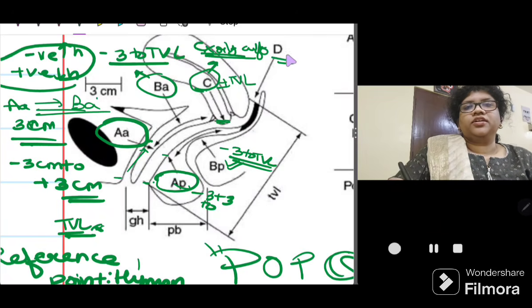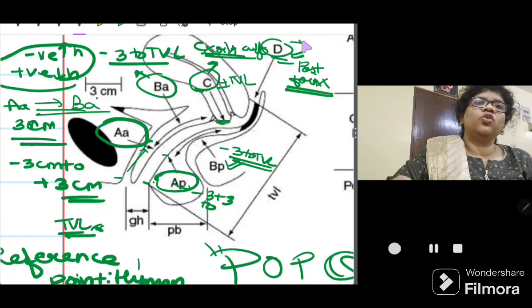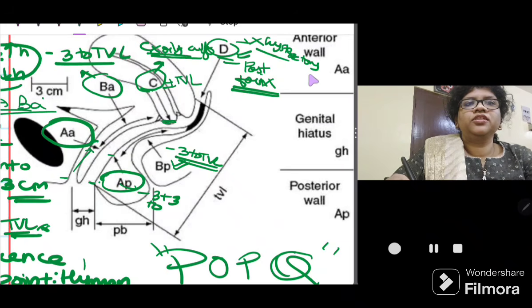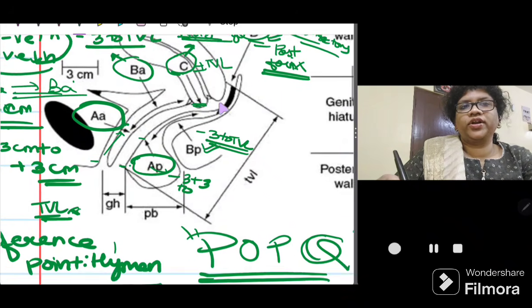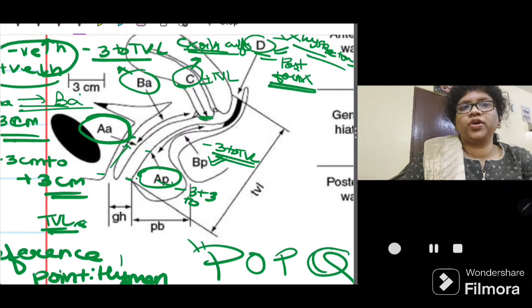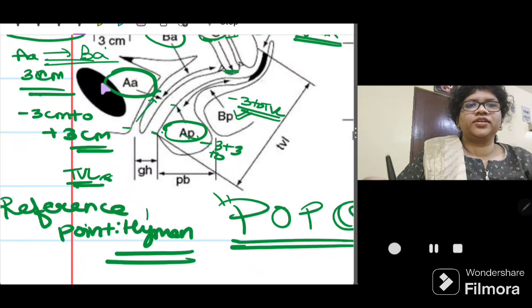Next is point D. Point D is the distance of the posterior fornix from the hymen. Remember that this point D is omitted if the patient has undergone hysterectomy. So if the patient has undergone hysterectomy, then you are not going to mention this point D. So in the case of a vault prolapse, you are not going to mention point D. The latter 3 points are easy to understand now.